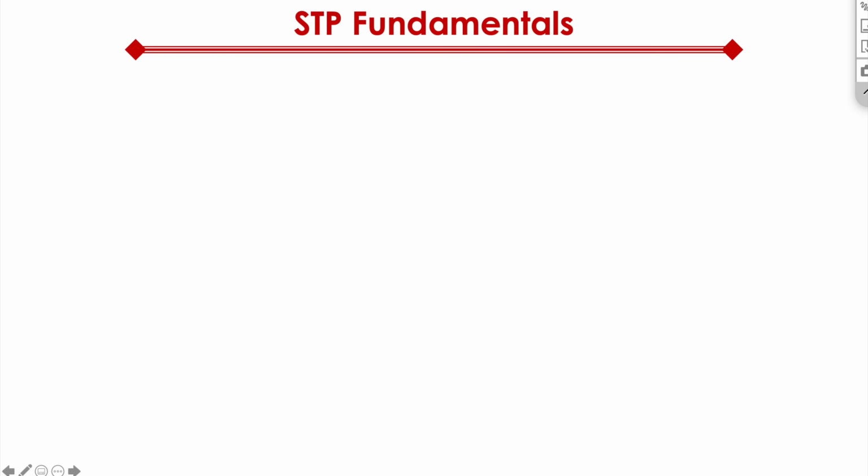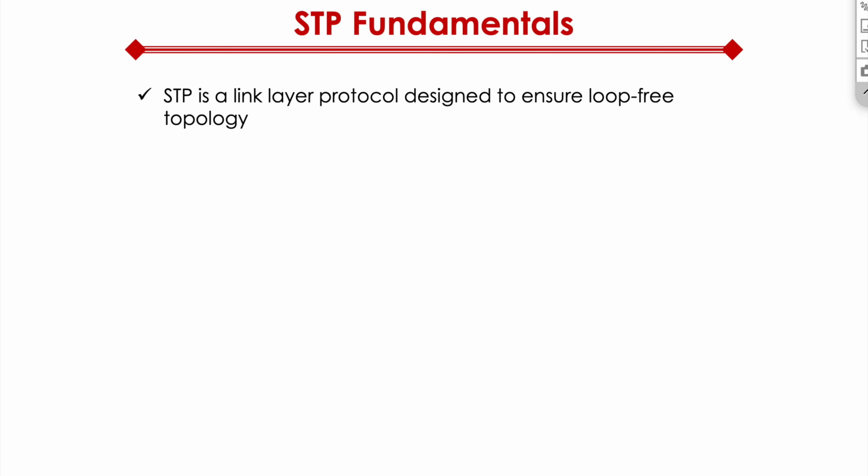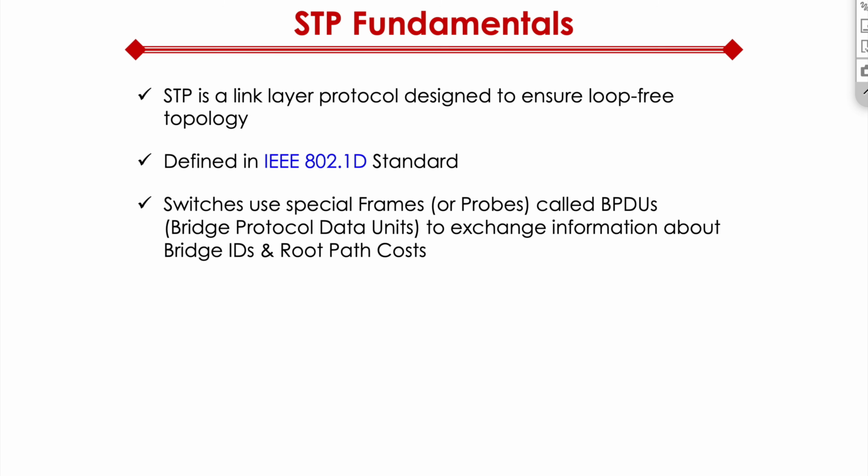Now let's jump into STP fundamentals. As I mentioned, it's a link layer protocol. It's a layer 2 protocol designed to ensure loop-free topology. It's defined in IEEE standard 802.1d. So it's an open standard. It's not proprietary to Cisco, which is good. Switches use special frames called BPDUs or probes to exchange information about bridge IDs and root path cost, and we'll talk about those details momentarily. You'll be an expert in a few minutes.